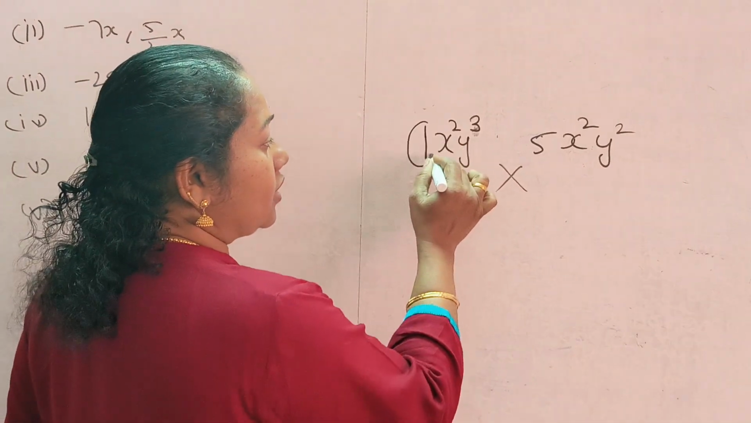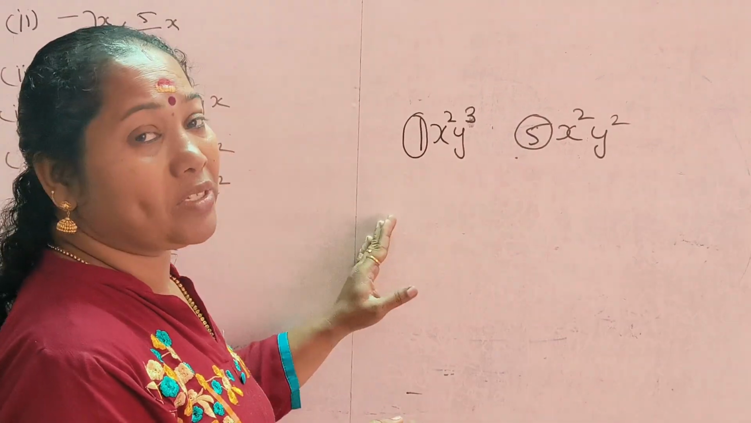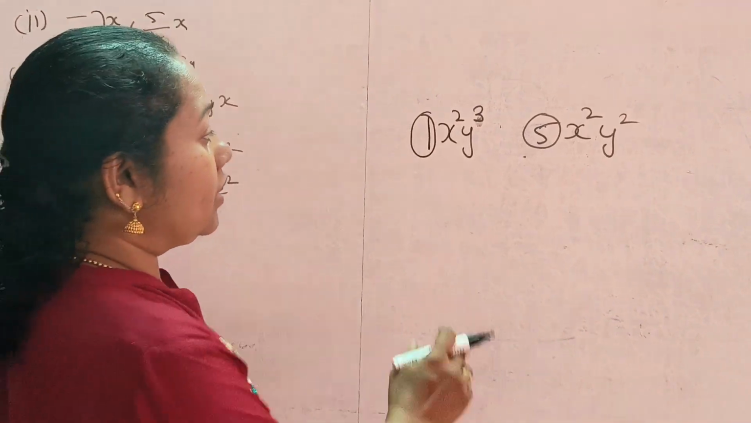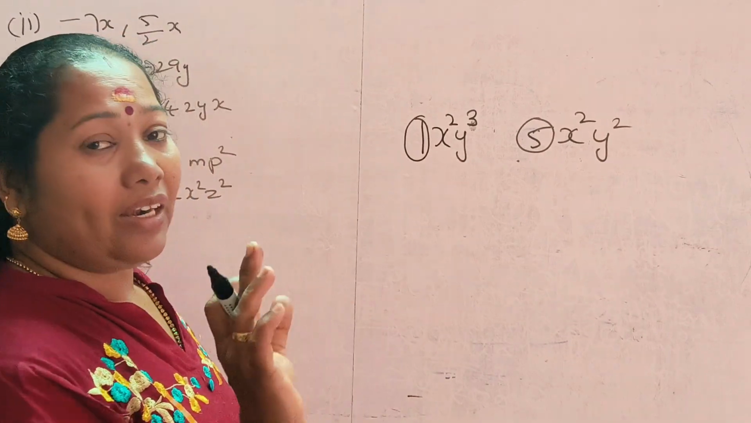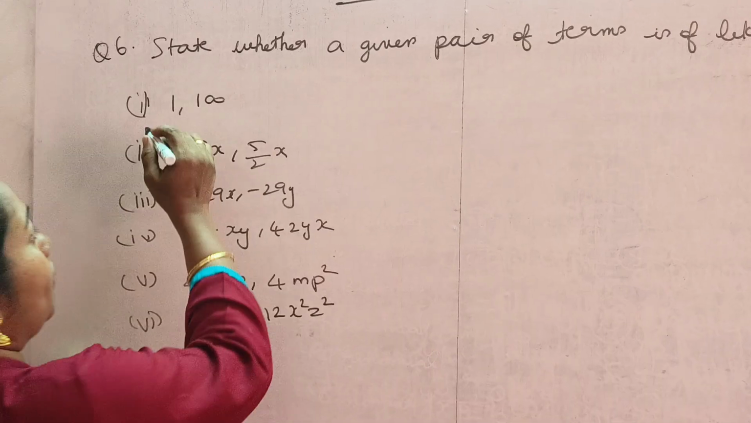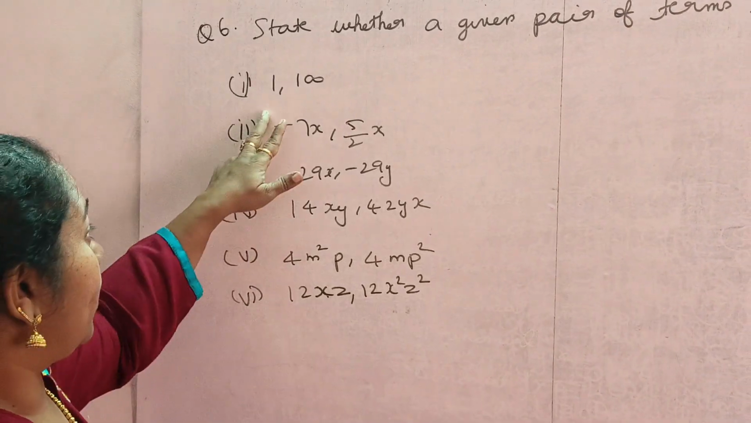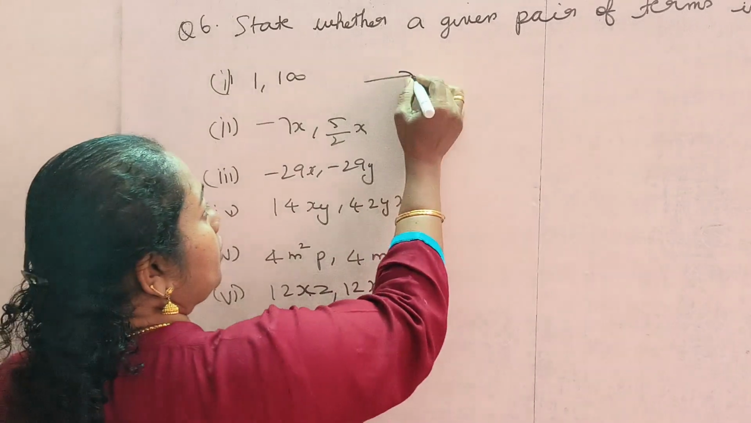The numerical coefficient is not considered important. It is not required that the constants be the same. But the variables and their powers should be equal. Then they are called like terms. Okay. Now the first question is 1 and 100. Both are constants, so these are like terms.